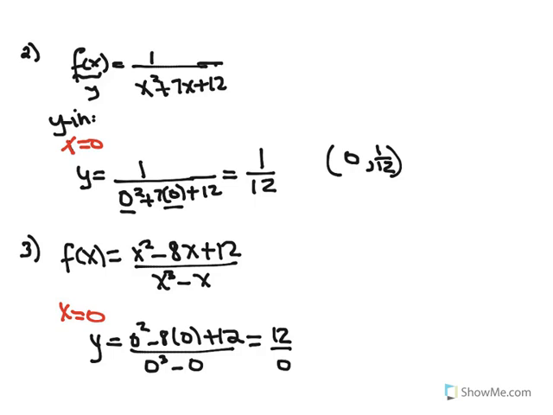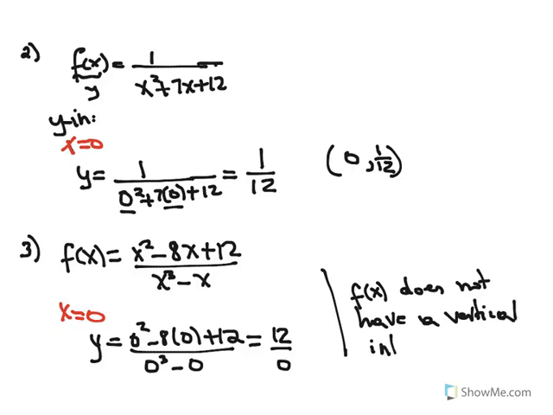So f of x does not have a vertical intercept. And this can happen. F of x does not have a vertical intercept. Now, f of x doesn't have a vertical intercept in this case because f of 0 is just not defined. So that is something that can happen, and it is completely okay if the function does not intercept the y-axis.